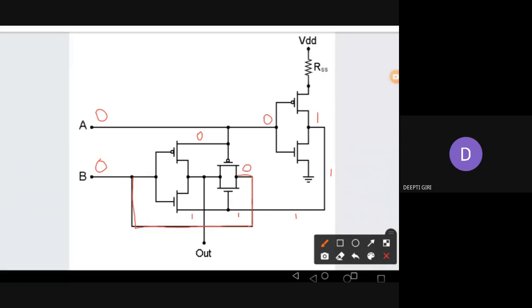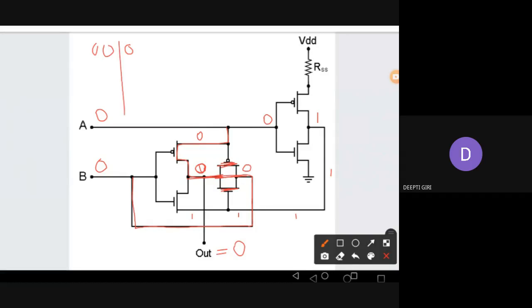Now B, this PMOS is on, which means this node is getting a value 0. And this NMOS is on, this NMOS is also on, this PMOS also. So 0 is directly going from here. Both sides 0 is coming and output is nothing but 0. This is the DC analysis: we're just giving some value to A and B, seeing which transistors are on and what the signal is at the output. So here when A is 0, B is 0, out is also 0.